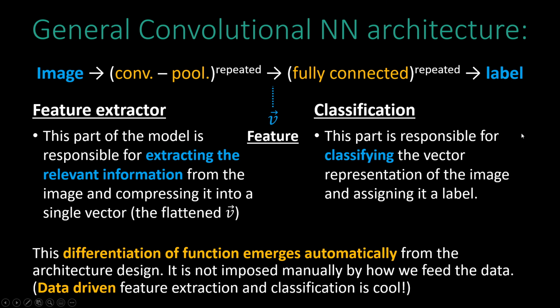And by creating this architecture in the middle, we are forcing it to automatically derive these functionalities. This part will have to get a decent feature extractor, because it somehow has to propagate the information from this side all the way to this side, and it has only 4000 numbers here. So it has to somehow compress it. And this part then still has to go from the vector representation into the label. And so all of this is a data-driven approach to feature extraction and to classification.